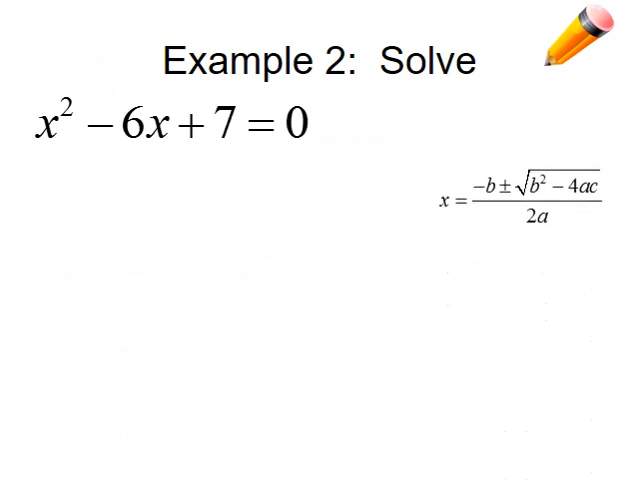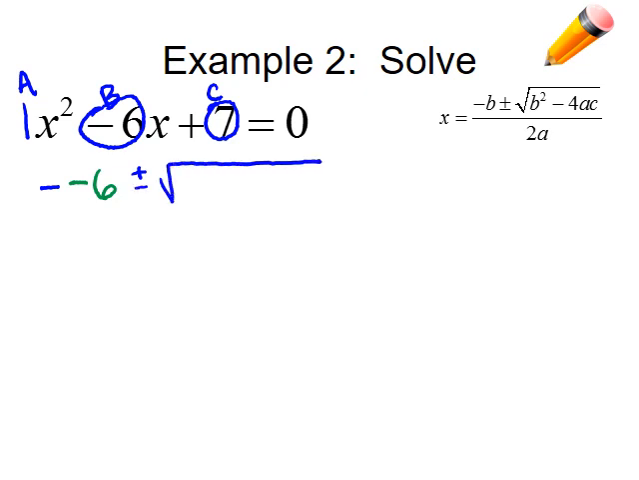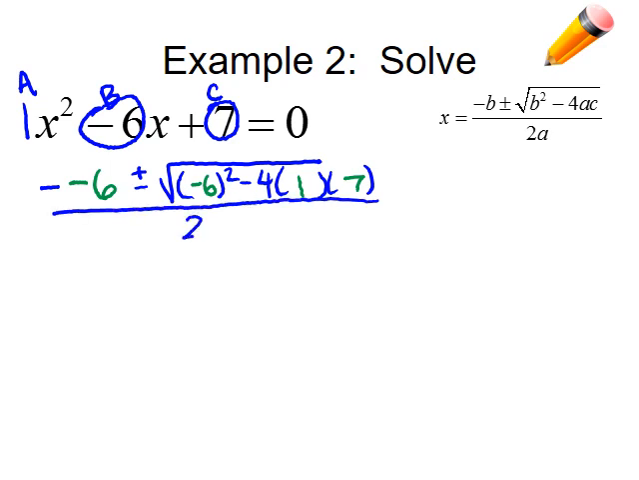Let's take a look at another example. Let's start off by identifying our a is 1, our b is negative 6, our c is 7. Let's plug it into our formula. Negative b plus or minus the square root of b squared minus 4 times a times c, all over 2 times a.